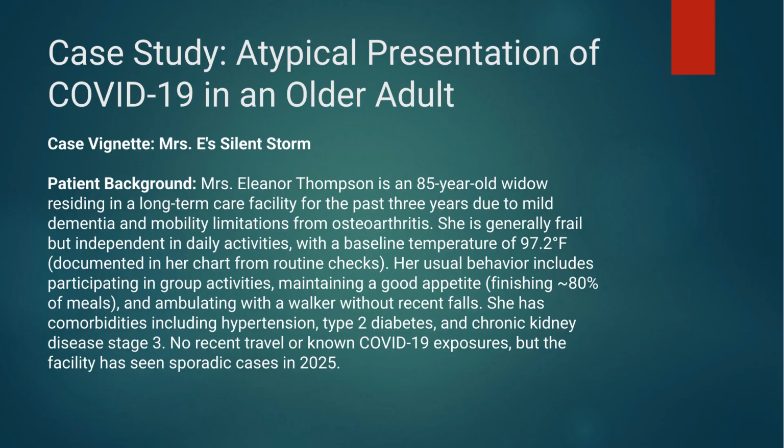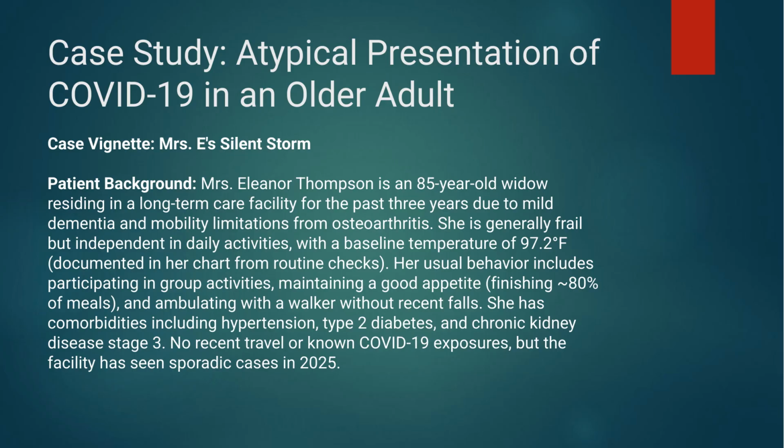Labs. Mild leukopenia, white blood count, or WBC, 4.2 times 10 to the 9th per liter. Elevated CRP, 45 milligrams per liter. Normal procalcitonin, rules out bacterial. UA is negative for UTI. Chest X-ray, subtle bilateral ground glass opacities, early pneumonitis.